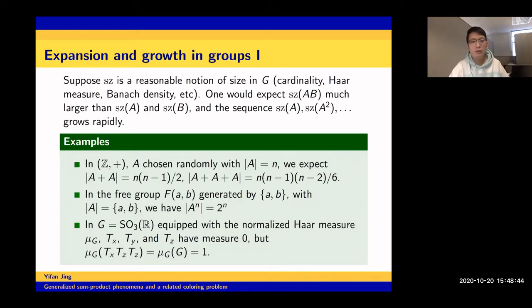And also in SO(3), the three-dimensional rotation group, because it is a compact Lie group, we can define a normalized Haar measure on this group. We can choose rotations along the x-axis, y-axis, and z-axis, and each of them is a maximal torus with lower dimension, so it has measure 0, and yet the product of them is the entire group. So the small sets T_x, T_y, T_z all have measure 0, but the product of them has measure 1, the total measure of the group. That tells us that in general we will have a really large expansion if A and B don't have some special structure.